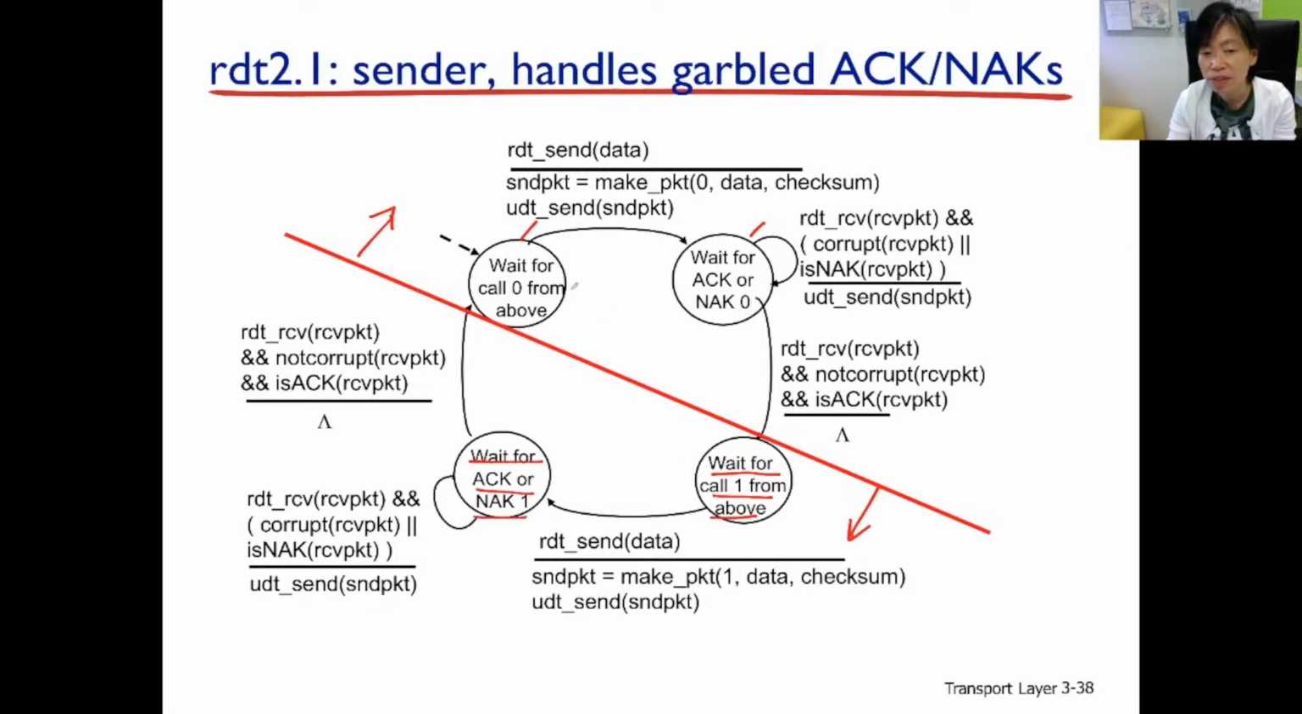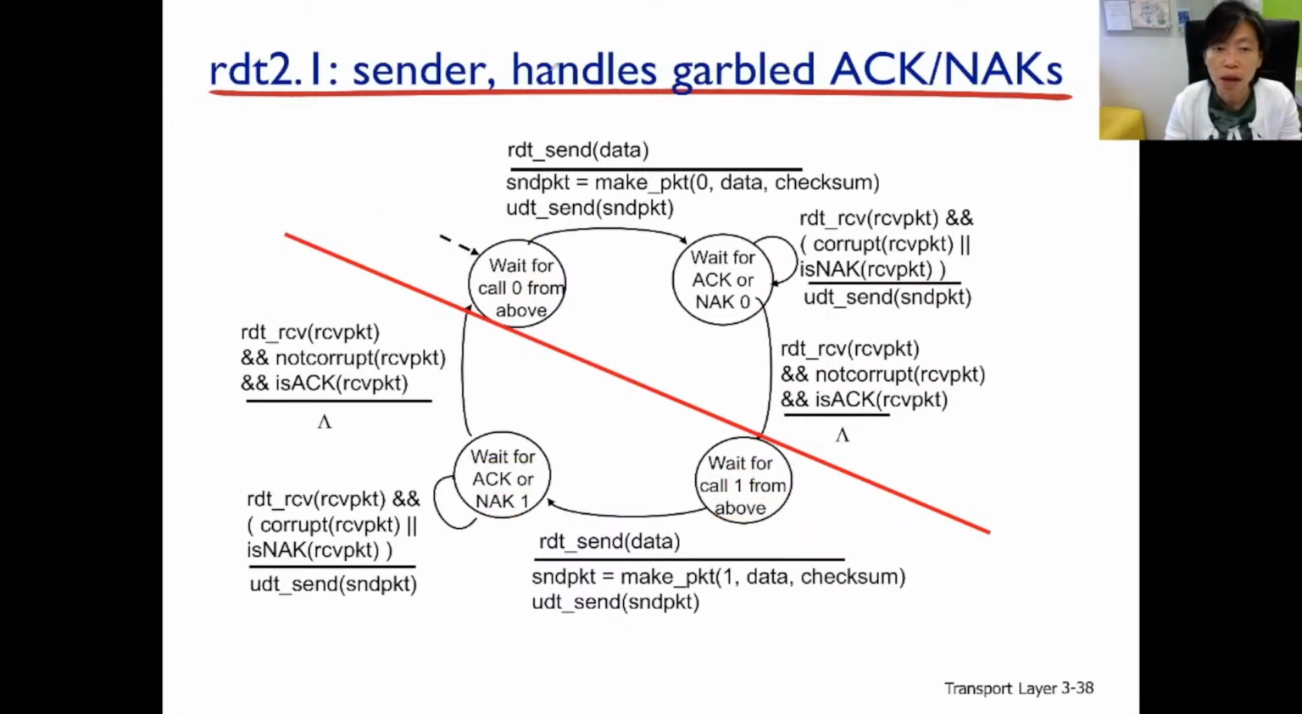The only difference is this. Wait for call for packet 0 from above versus wait for call for packet 1 from above. We just talked about the sequence number required to separate two packets one after another from a duplicate, a retransmission of an existing packet, isn't it? So having 0 and 1 is a way to tell a duplicate packet apart from a fresh packet. So we do need to have the separation here in the RDT 2.1 sender.